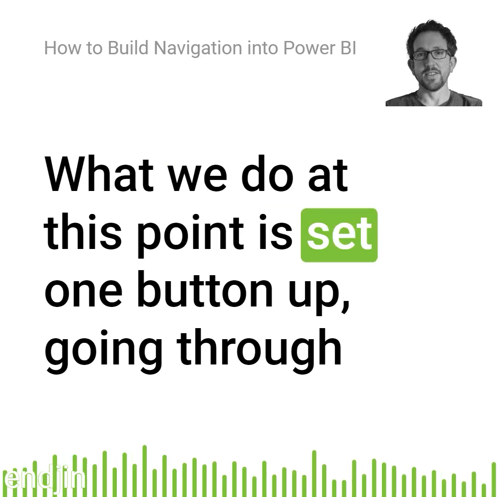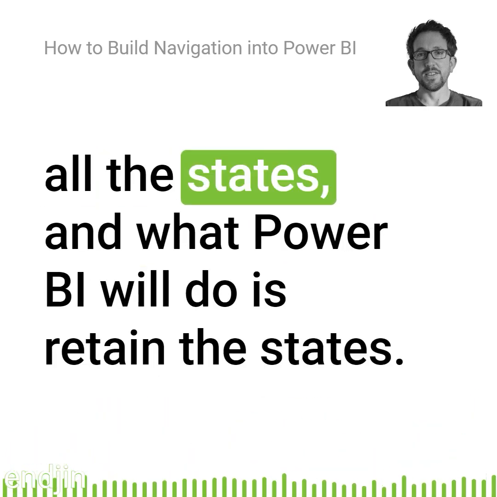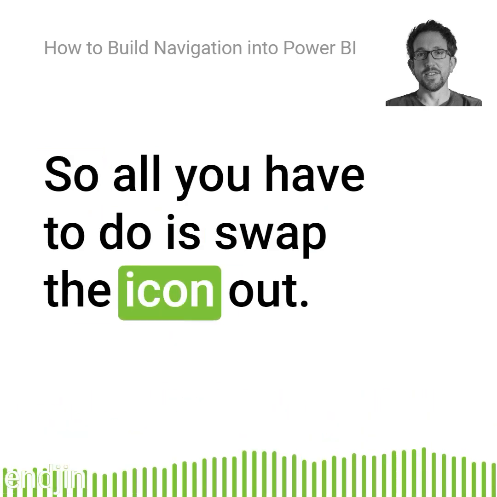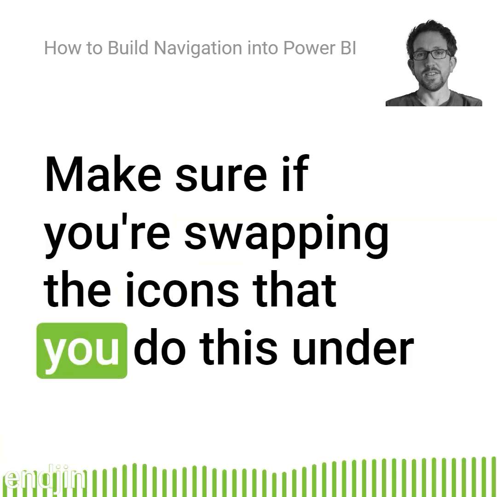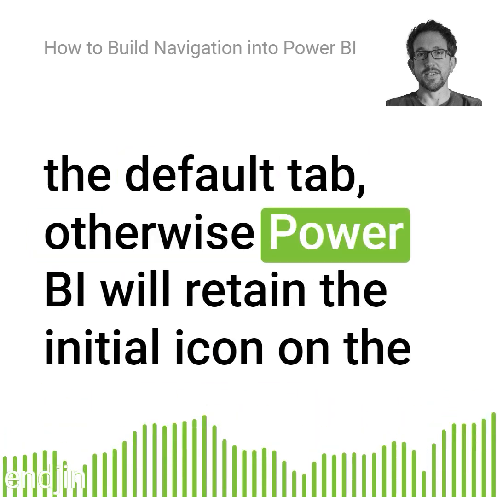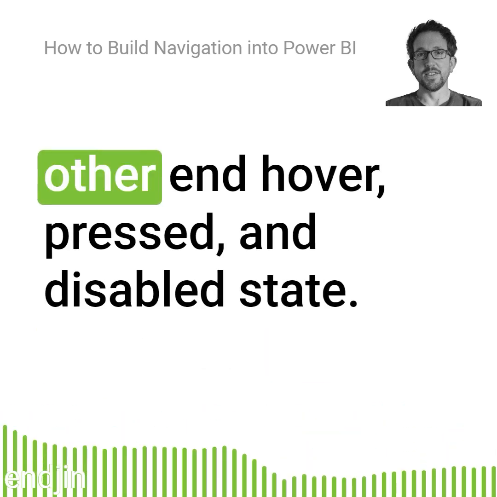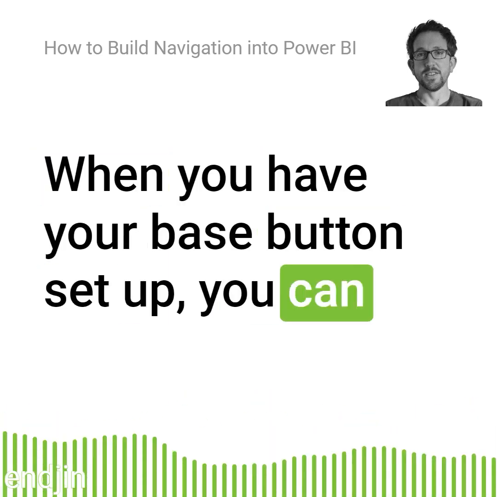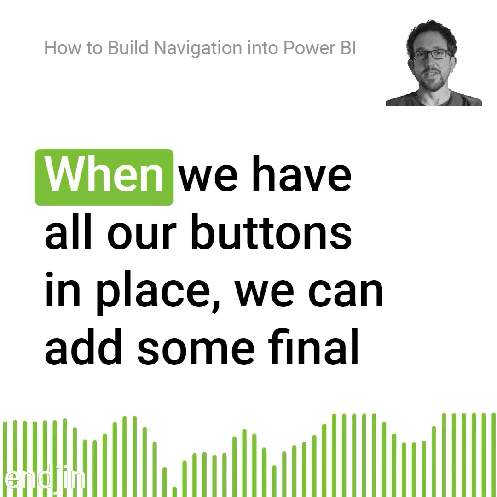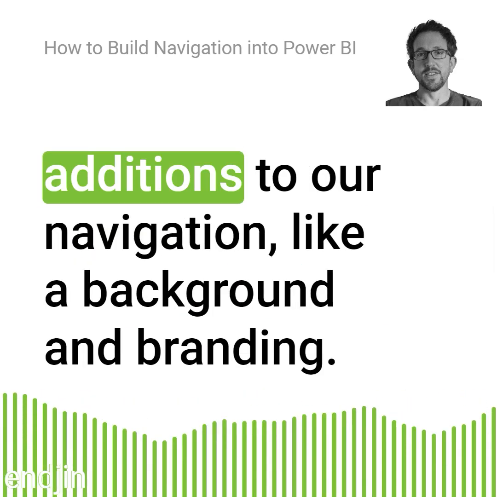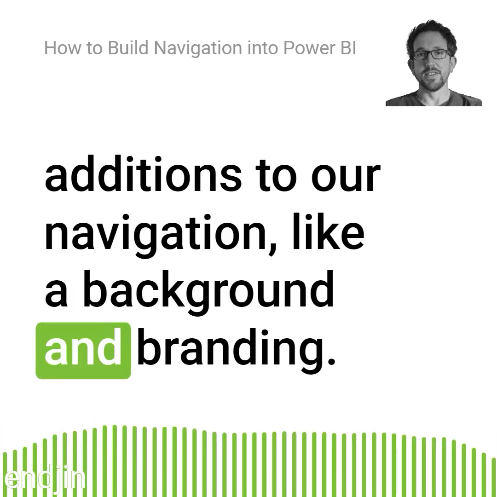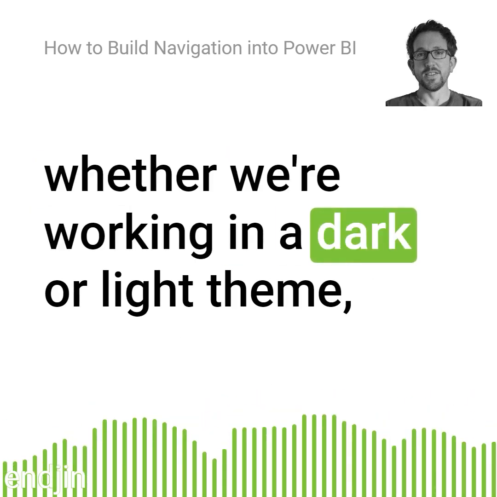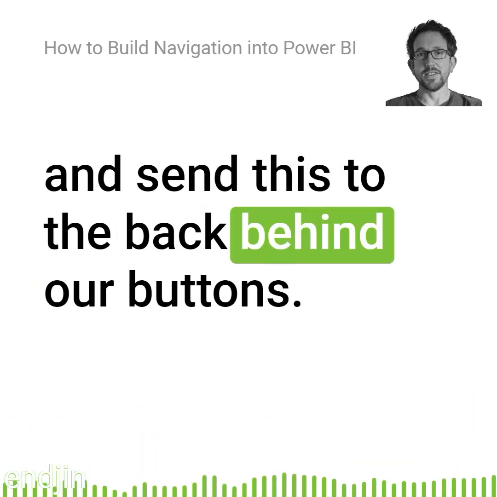What we do at this point is set one button up, going through all the states, and what Power BI will do is retain the states, so all you have to do is swap the icon out. Make sure if you're swapping the icons that you do this under the Default tab. Otherwise, Power BI will retain the initial icon on the other and hover, pressed, and disabled states. When you have your base button set up, you can copy this as many times as required. When we have all our buttons in place, we can add some final additions to our navigation, like a background and branding. Starting with a background, we add a base color depending on whether we're working in a dark or light theme and send this to the back behind our buttons.